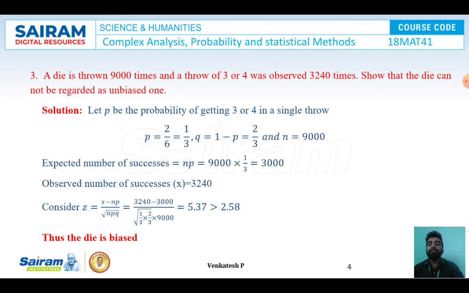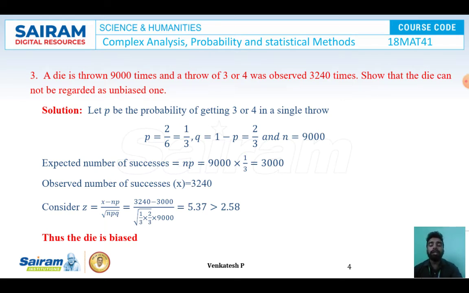Example number 3. A die is thrown 9000 times and a throw of 3 or 4 was observed 3240 times. Show that the die cannot be treated as an unbiased one. So here I will do one thing. I am going to take the statement in one way and prove that the hypothesis is wrong. I will frame the hypothesis as: the die is unbiased, and I am going to prove finally that my hypothesis is not true.